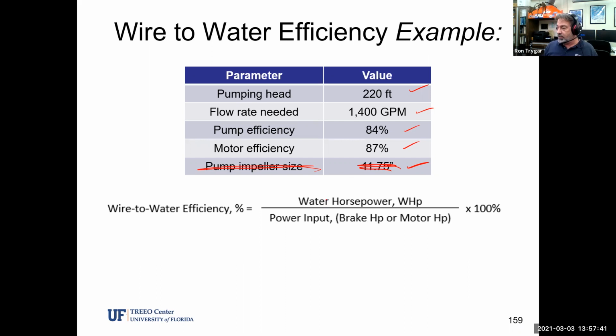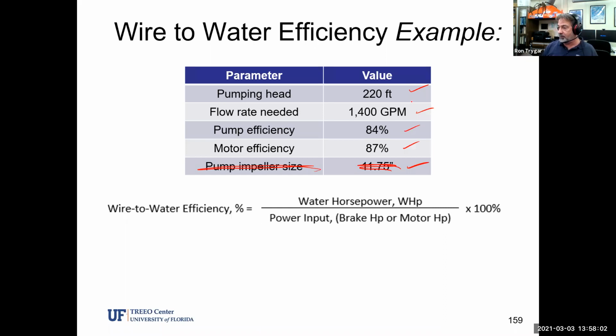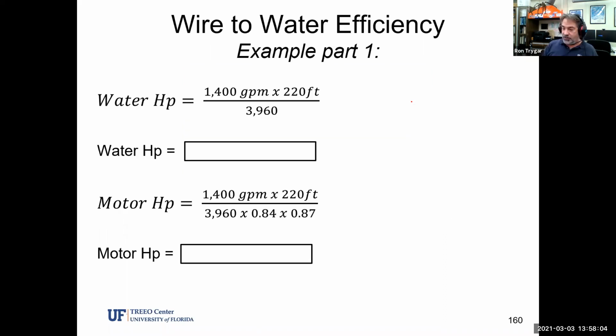So first off, let's do the water horsepower as WHP. Here we have our example. We said we had part one, the wire to water efficiency part one. We had 1,400 gallons a minute that was necessary. And we were pumping against 220 feet of head, right? Let's go back and check. Yep, 1440. Okay, good. So let's do this calculation.